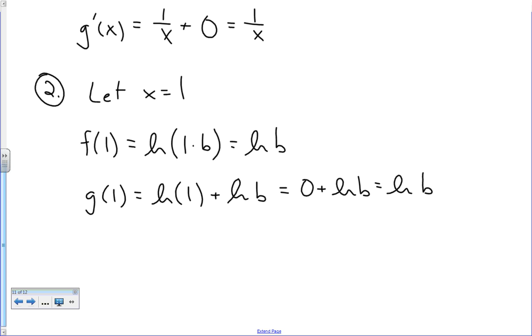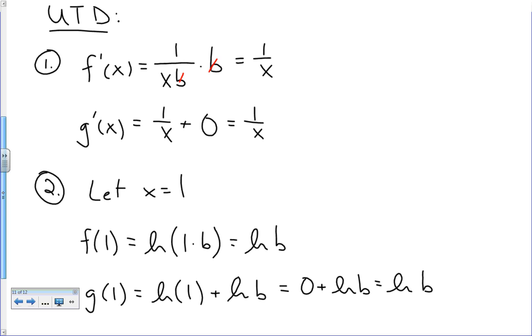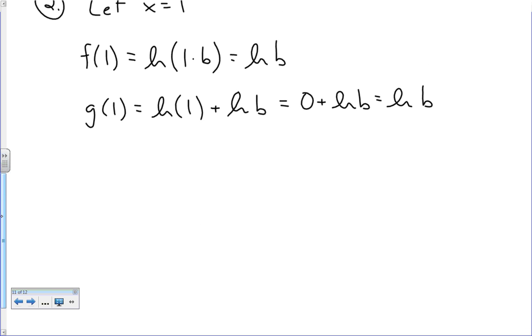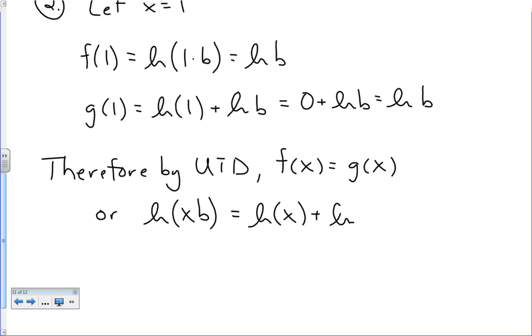So we have that their derivatives are equal to each other in the first part of this theorem. In the second condition, we found a point where they have a value in common. So now we can conclude, therefore, by the uniqueness theorem for derivatives, f of x is equal to g of x. Or we could say f of x, the ln of x times b, is equal to g of x, the ln of x plus the ln of b.